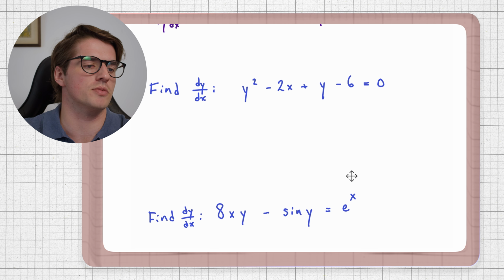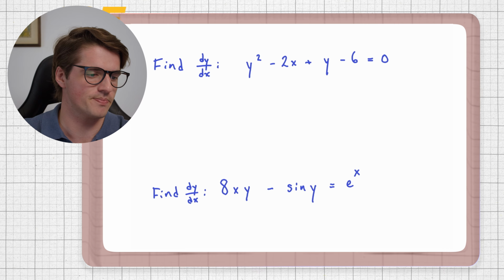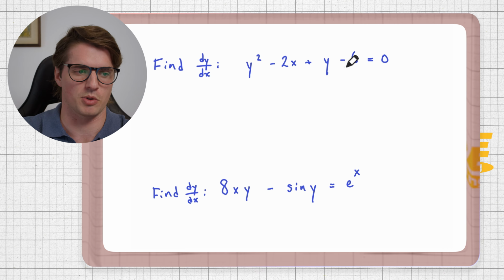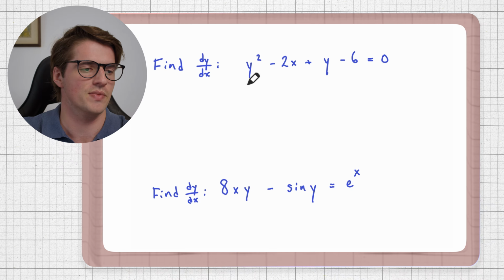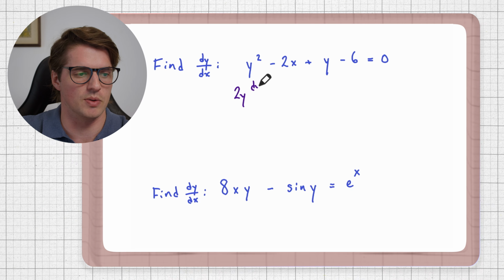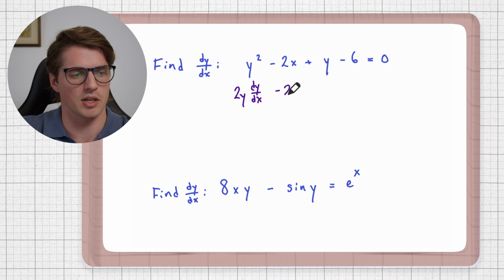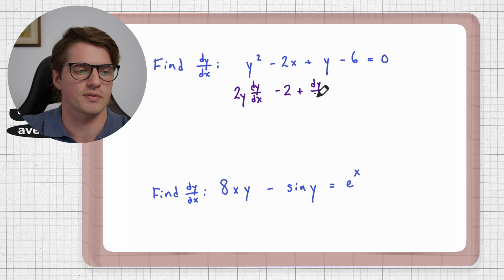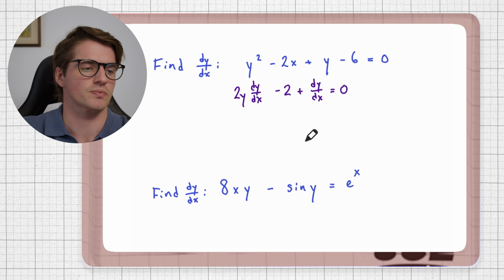Okay, so let's do some implicit differentiation problems. We want to find dy/dx of y squared minus 2x plus y minus 6 equals 0. So we know the derivative of y squared is 2y dy/dx, can't forget that, minus 2x minus 2 plus the derivative of y, dy/dx. 6 is 0 and 0 is 0.